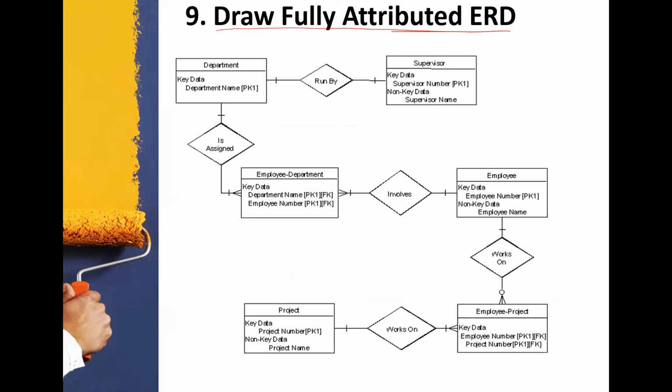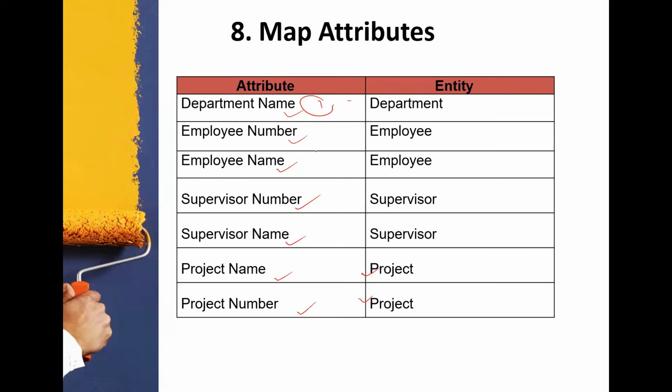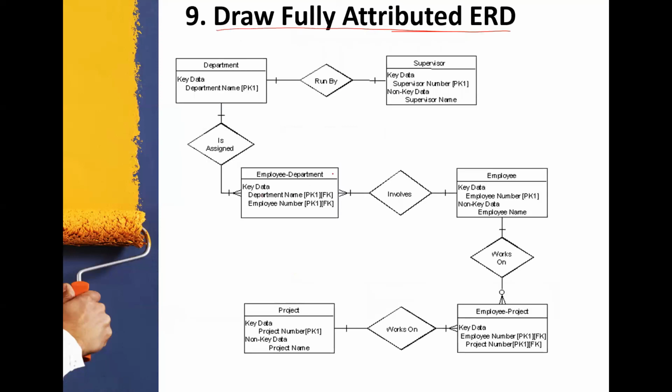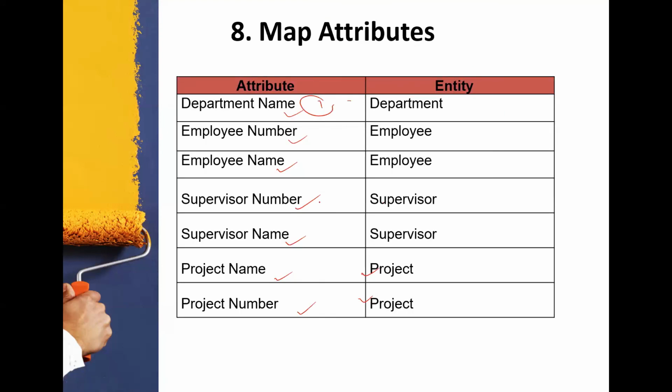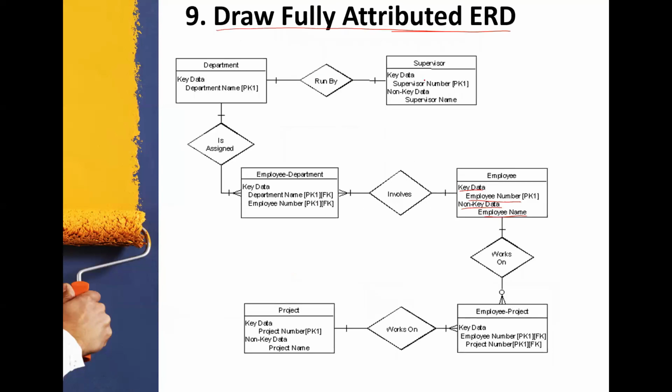So department ada satu je kan? Kita check department ada satu je. Okay, employee ada dua, so dia akan buat macam ni. Ni employee, ni. Dia ada key data adalah employee number, non key data adalah employee name. Lepas tu kita ada supervisor, supervisor pun ada dua. Okay, so key data dia adalah supervisor number, non key data adalah supervisor name. Kita susunlah, kita masuk. Kalau dekat project dia ada key data, project number, non key data, project name. Okay, dah susun dah. Kita dah masukkan semua attribute. So dapatlah satu fully attributed ERD.